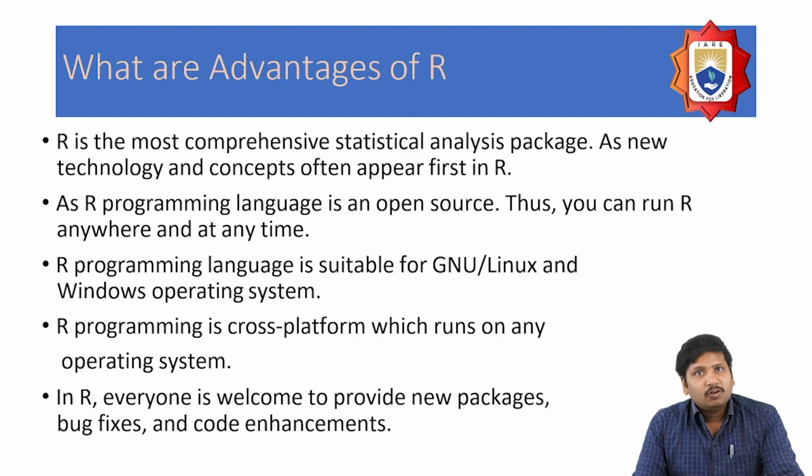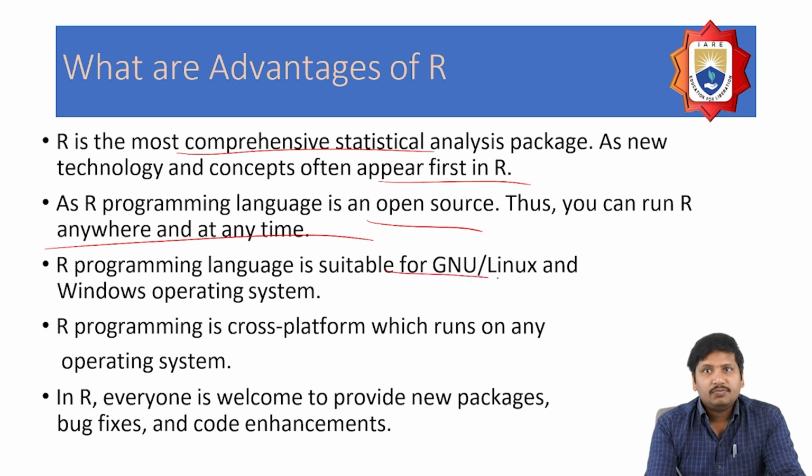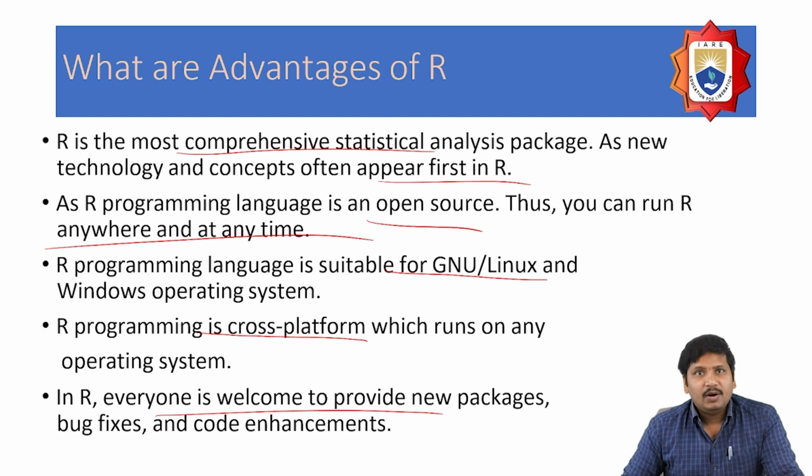So what are the advantages of R? R is one of the most comprehensive statistical packages, and as new technology and concepts appear, they often appear in R programming. The R programming language is open source and can be run anywhere at any time. It is useful for GNU, Linux, and Windows operating systems. R programming is cross-platform, which means it runs on many operating systems. In R, everyone provides new packages, bug fixes, and code enhancements. So these are some of the advantages of R programming.